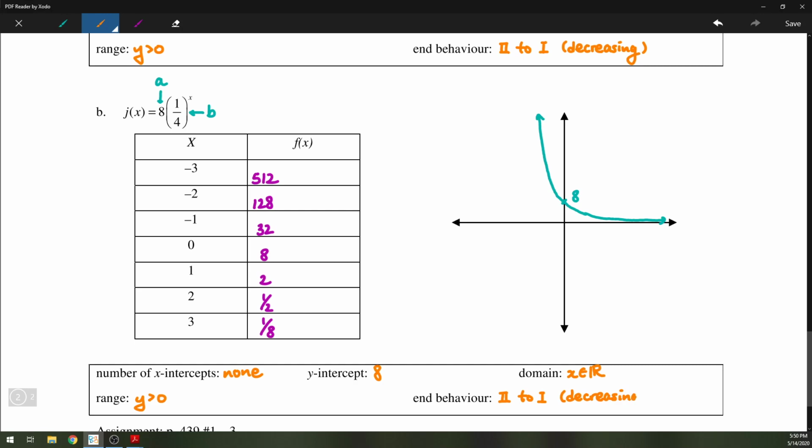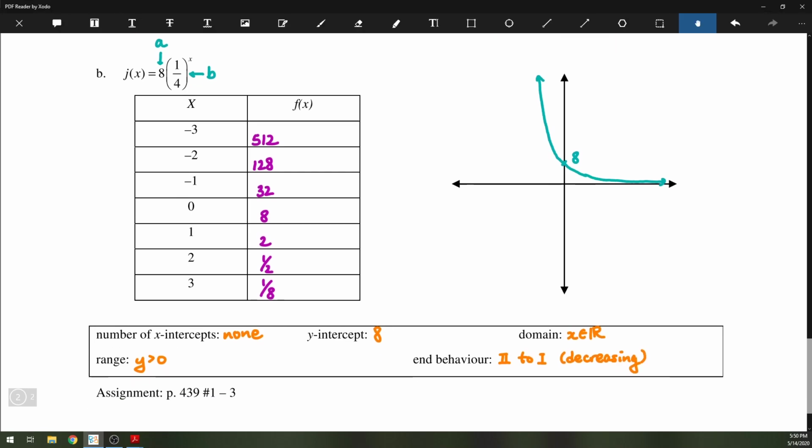All right. So that's a brief introduction to the very simple form of the exponential function. We talked about how we can have an exponentially increasing function and also how to make an exponentially decreasing function.